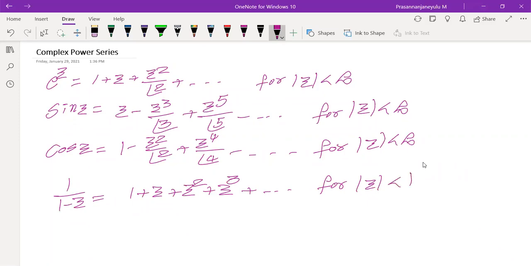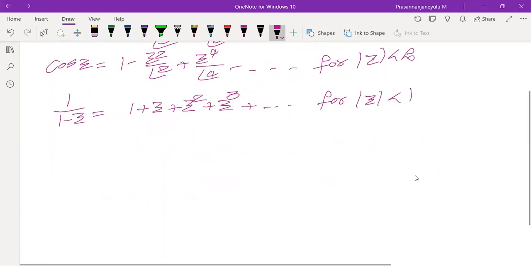So students, all of you know these formulas, and you may wonder why I am explaining them. You know the formula, but whatever I am writing, this expansion is valid for modulus of z less than 1. That is important. That is why I am explaining this, and we are going to use these two formulas in most of the problems.